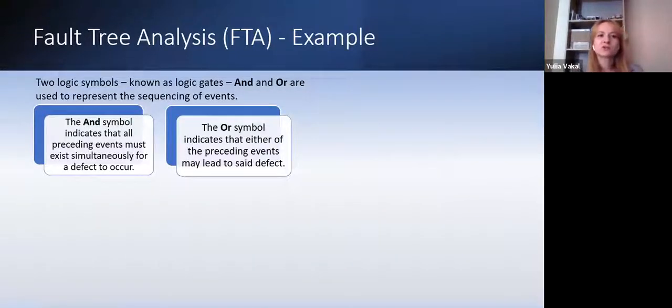It's based on Boolean logic, as we said, and there are two main logic gates: and, or. We use 'and' when events should happen simultaneously, and 'or' when either of the events may lead to a defect. That's basically what you need to know. Again, it could be done in a formal way, depending. In the example I would like to show now, it's done in a more informal way, but it could be done in a more formal one.